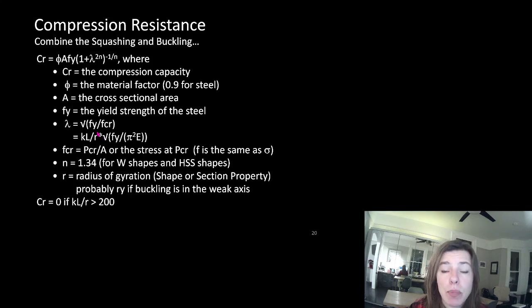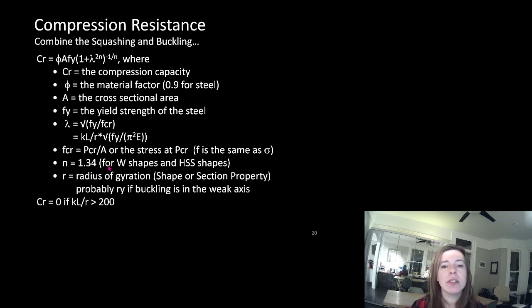r we know is a shape property we can look up, and it's going to be in the weak axis. So we're going to look in those shape properties for ryy. Times the square root of, well, Fy is our yield strength. Pi is a constant, and E is something we know for steel. It's 200,000 MPa. The last thing we don't know is n.